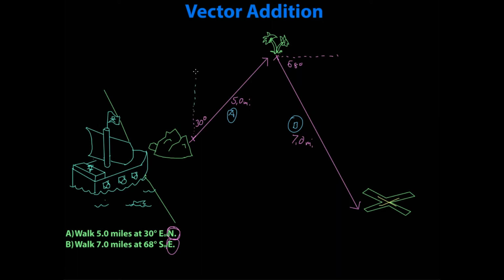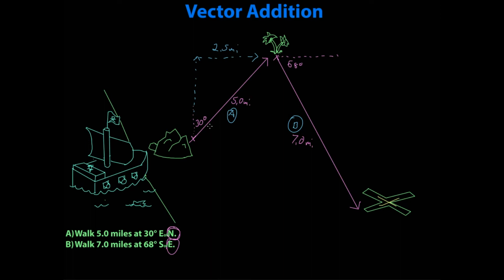So I'm going to do that visually first. So this is up and right. Notice I'm drawing my components with dashed lines and not solid. This is 30 degrees. So my opposite side, 5 miles sine 30 degrees is going to be 2.5 miles.